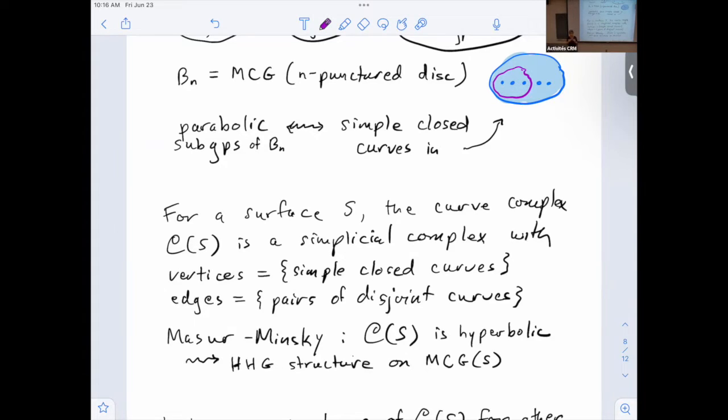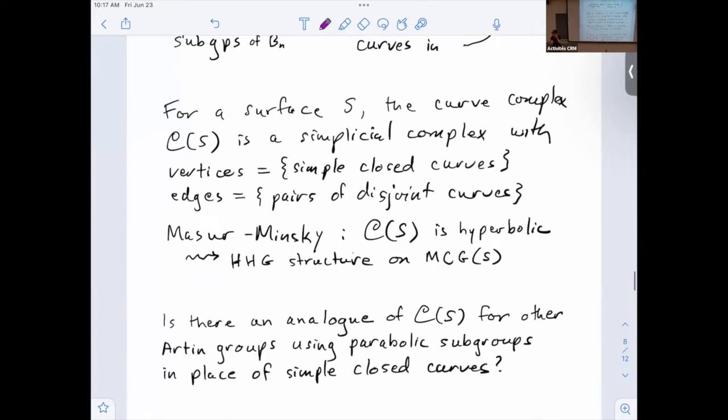So it was interesting to us to think, could we make sense of this for other Artin groups than just the braid group? We've got this correspondence in the braid group case. So how about if we use parabolic subgroups to try to construct something like a curve complex?